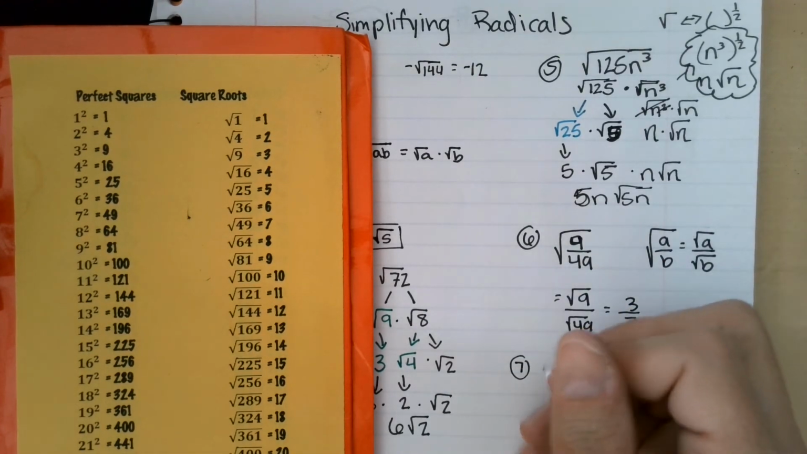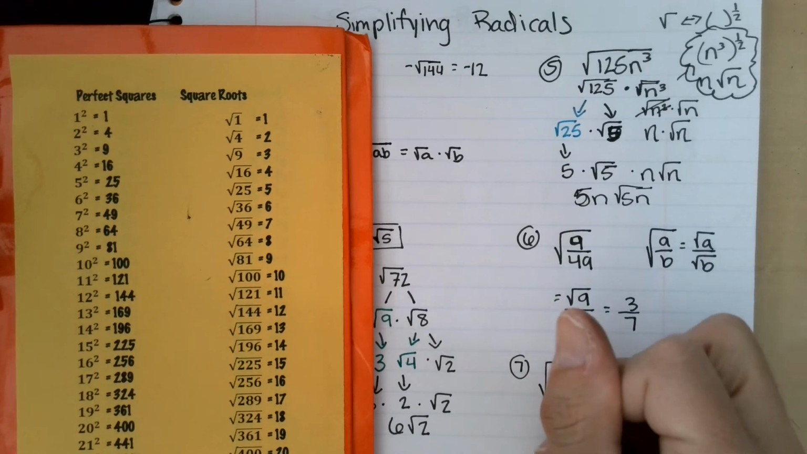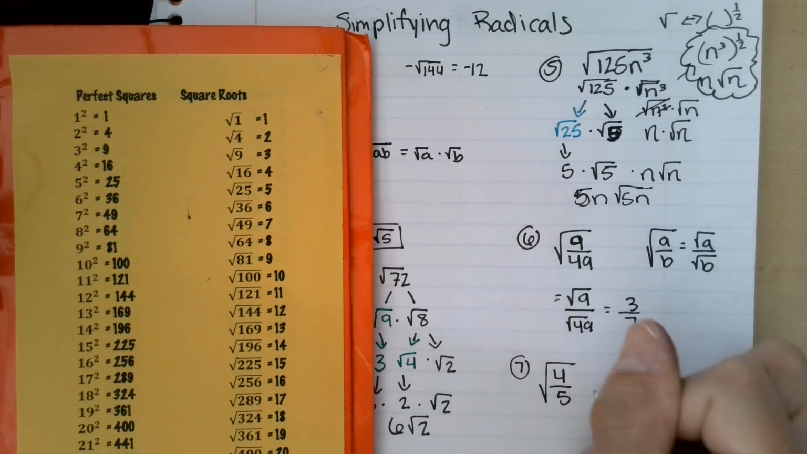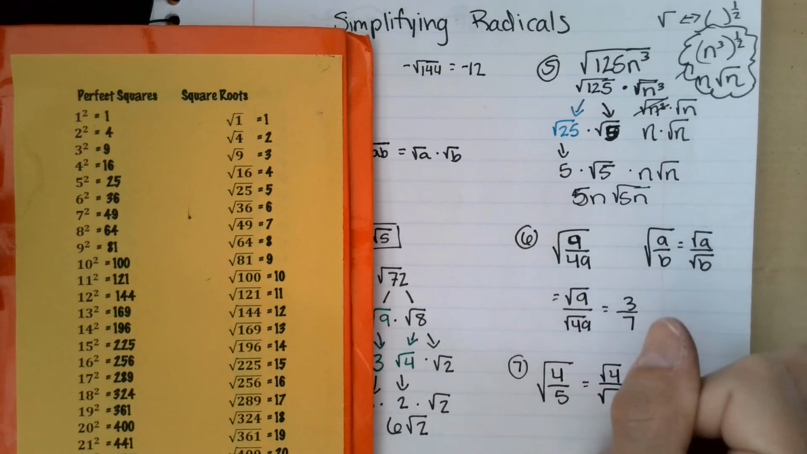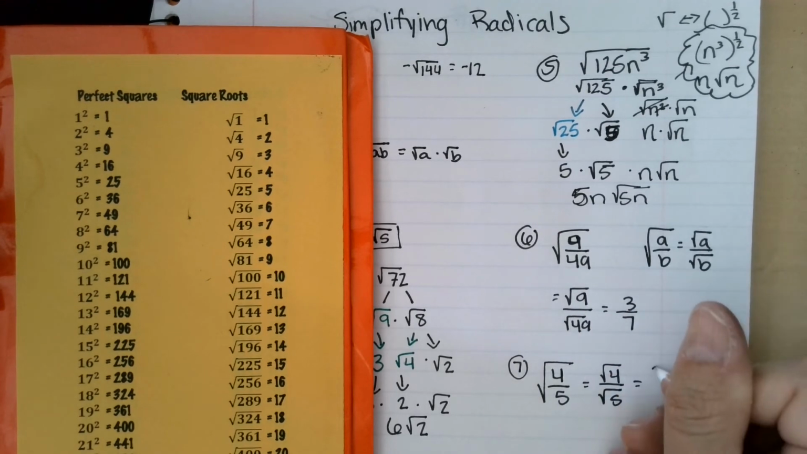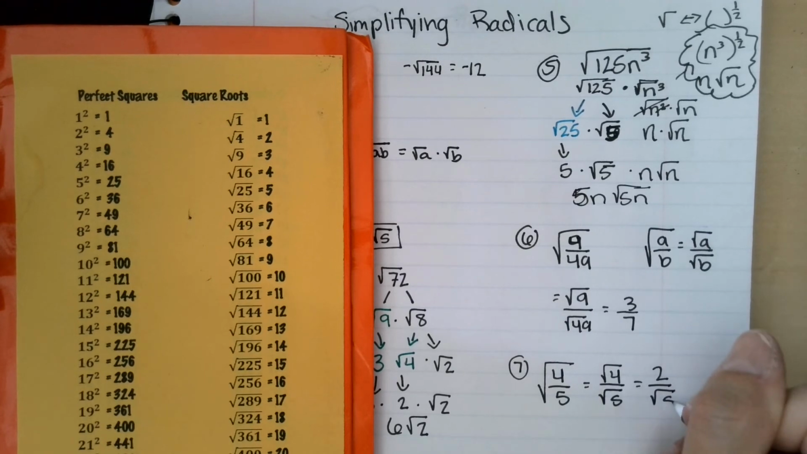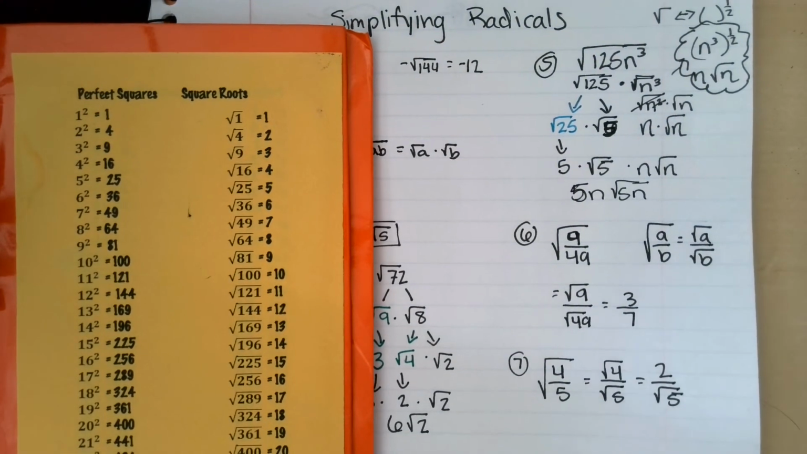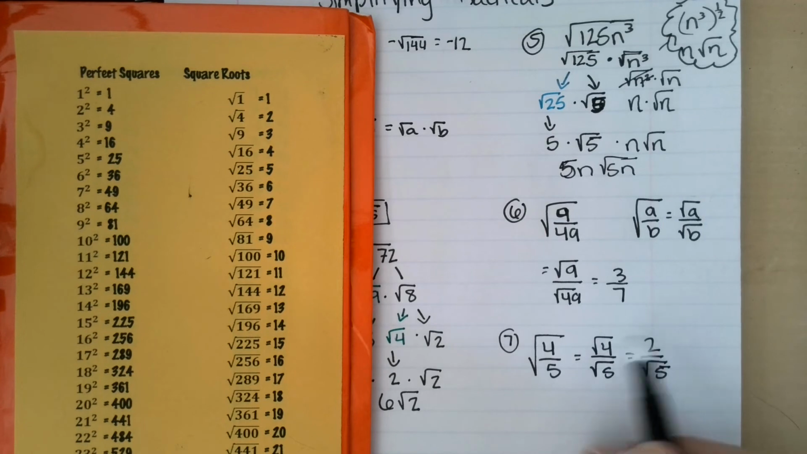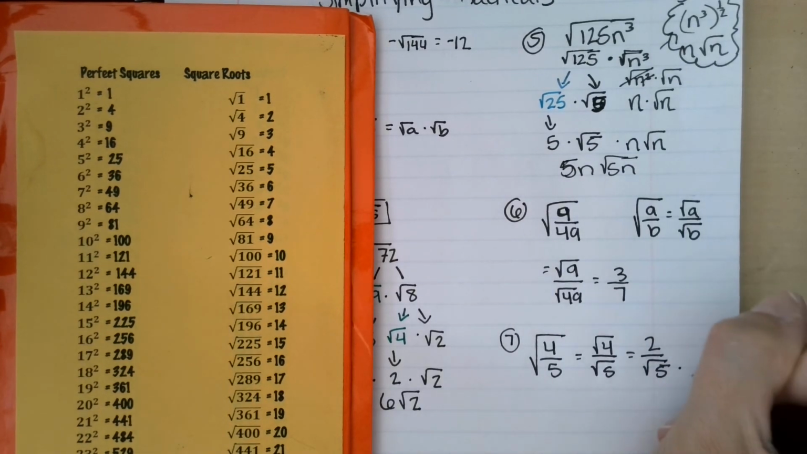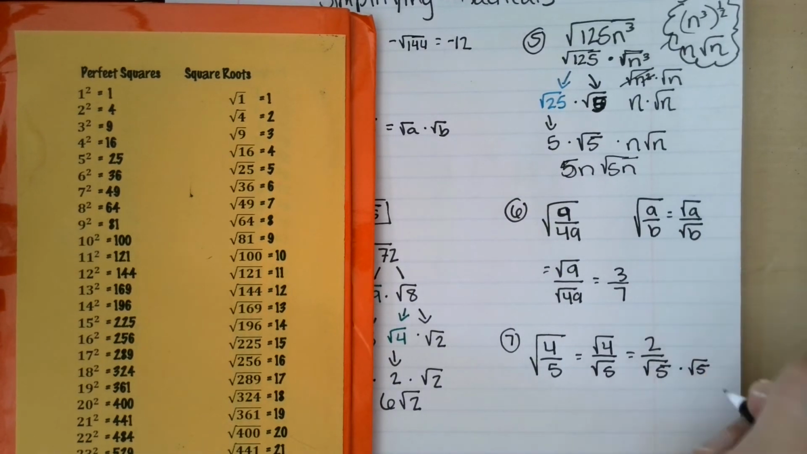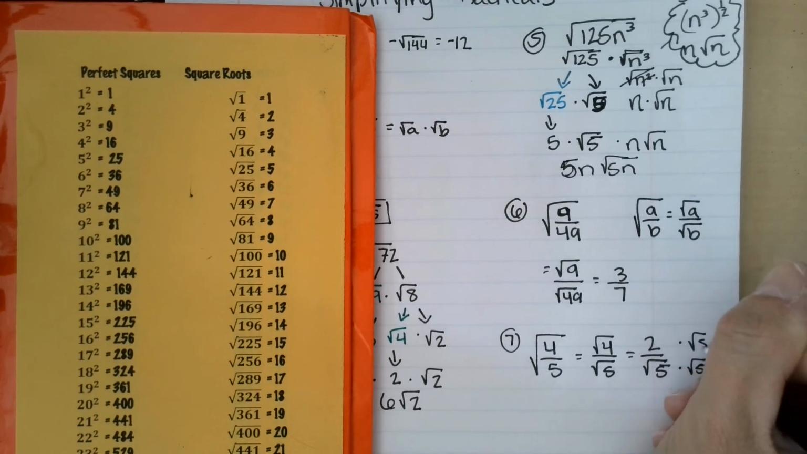What if it's not that simple though? What if in example 7, I give you the square root of 4/5? So I'm going to split this up. Easy peasy. The square root of 4 we know is 2. The square root of 5 is a prime number. Here's the issue. We can never leave a radical in the denominator. So we call this rationalizing the denominator. So what I'm going to do is multiply the denominator by the square root of 5 and the numerator by the square root of 5.